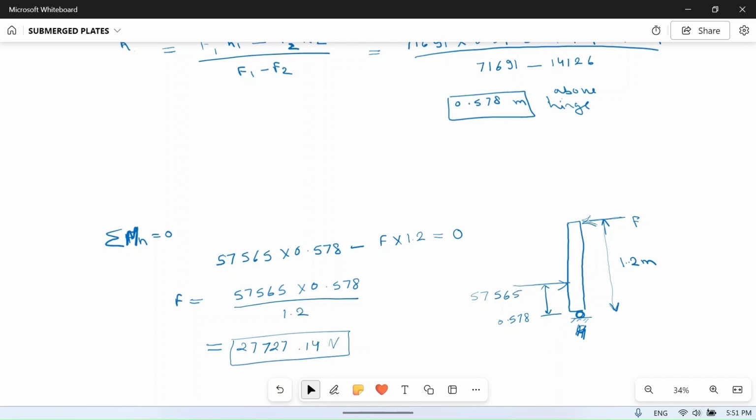Okay, because from this side this much force is already acting at this point, which is creating a moment to close it. So we need an opposite and equal moment, which will be equal to this force into 1.2 meter. So I hope you understood this problem.